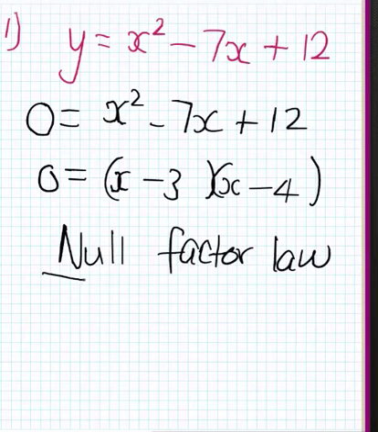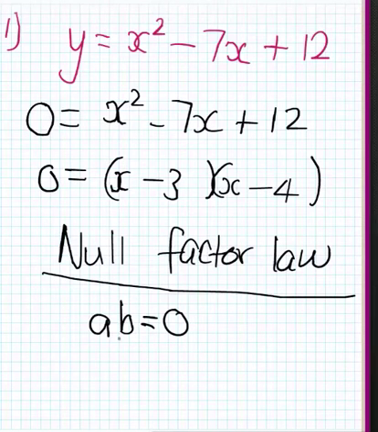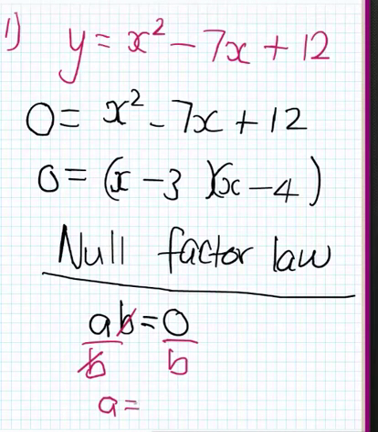It's actually really easy. Basically, if, for example, we have a times b, two different numbers, equal to 0, what can a equal? Well, if I divide by b, because we know we have a times b here, just like solving a normal equation, and divide by b on this side, what does a end up equaling? A ends up equaling 0, okay?